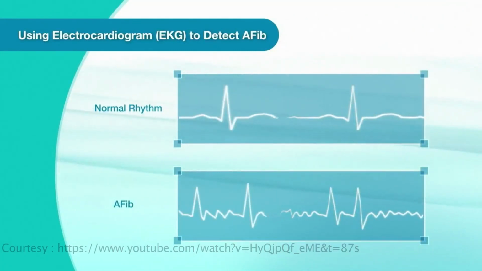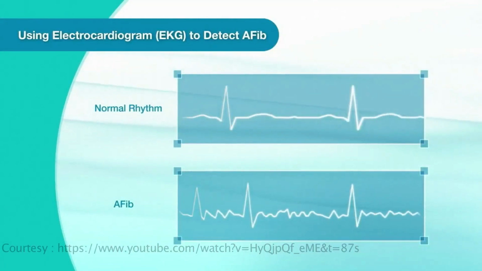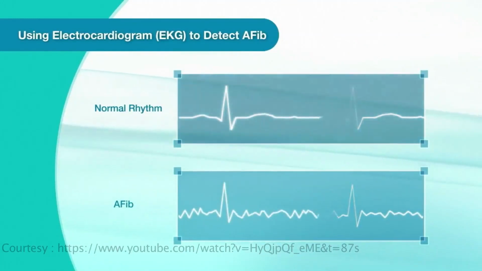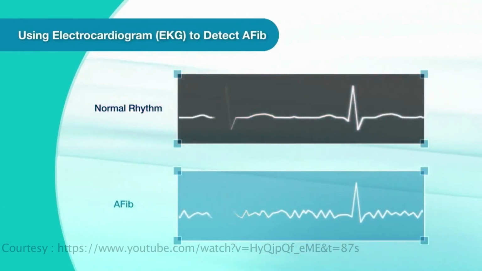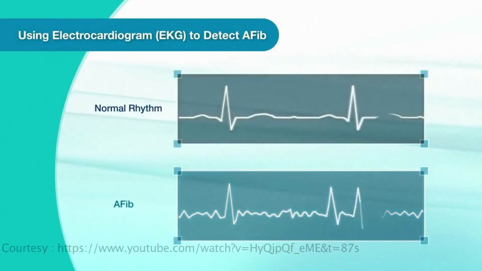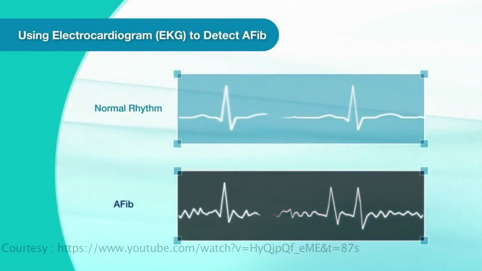See the differences between a healthy heart and a heart in AFib? In a normal heart, beats are evenly spaced and show a regular pattern. In AFib, the waves appear more chaotic and random.